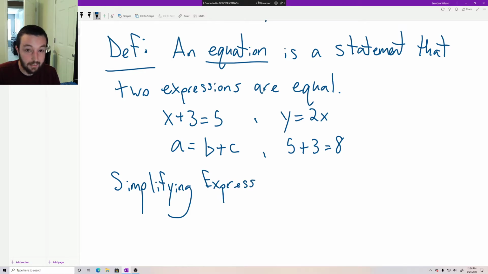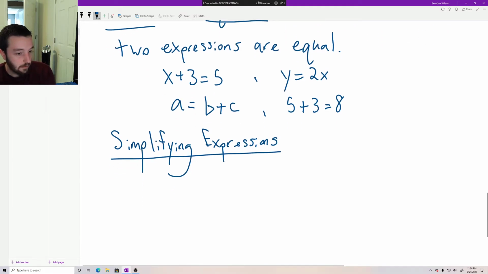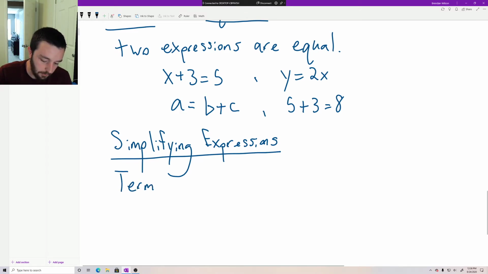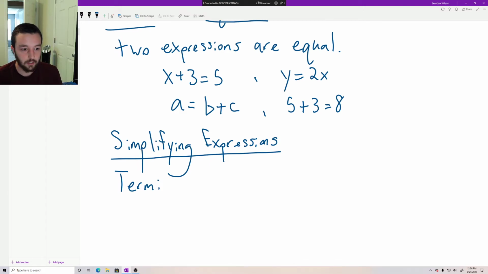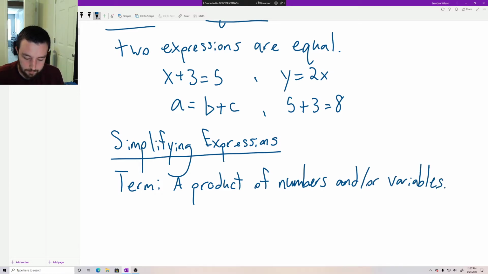First, we should define exactly what we mean by the word simplify. First, let's look at what the word term means in math. A term is a product of numbers and/or variables.